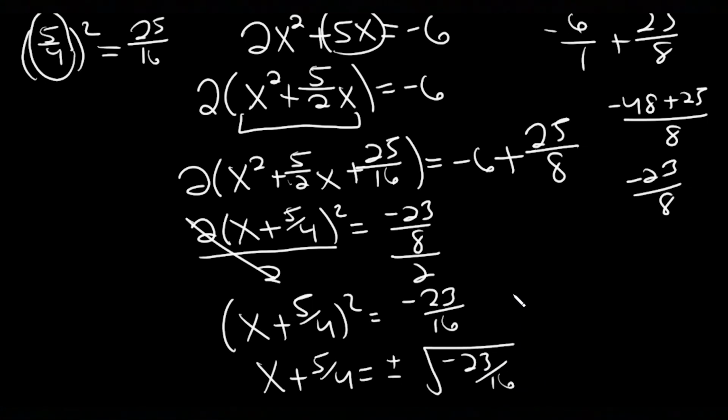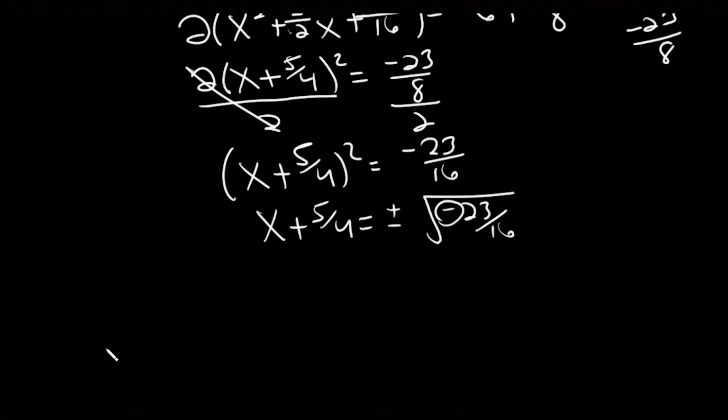So we know that 23 is not a perfect square, so that's going to remain as the square root of 23. And we know that the square root of 16 is a perfect square. That's going to be 4. Also, remember, you do have a negative here, so I have to pull out an i. Okay, so rewriting this, let's scroll down. We're going to get the following. We get x plus 5 over 4, and then equal to plus or minus, here comes my i, I'm pulling out that negative, and then square root of 23, and then all over 4.